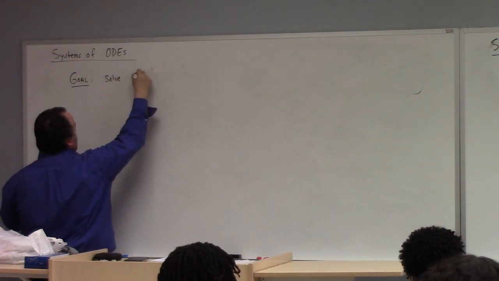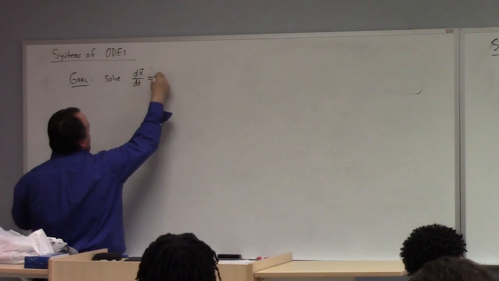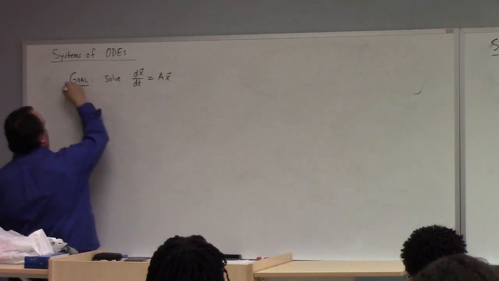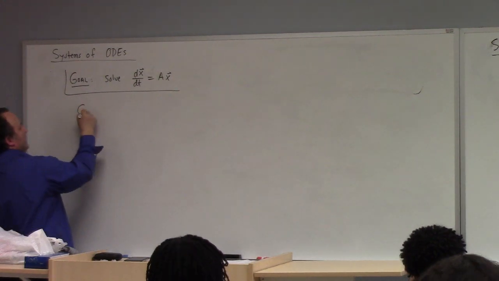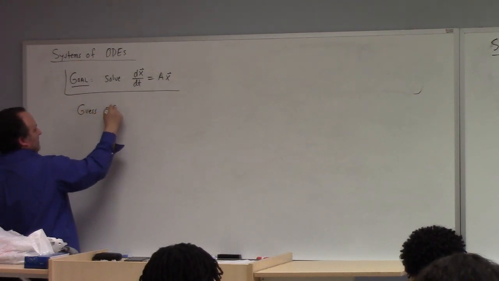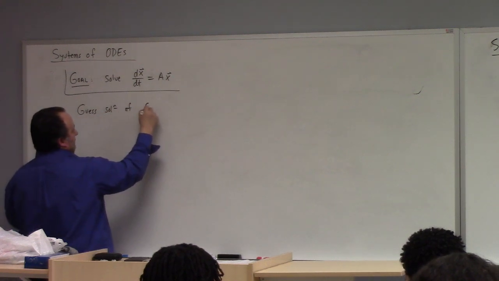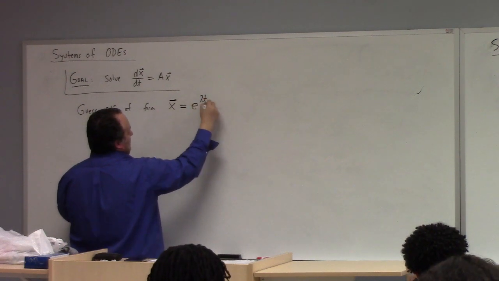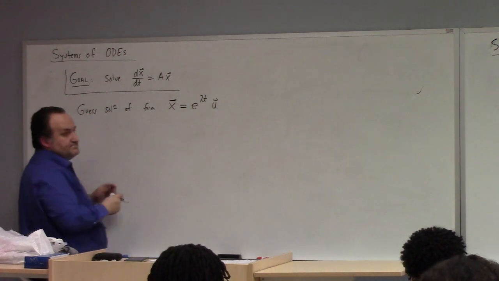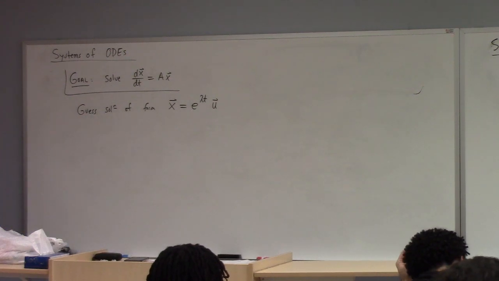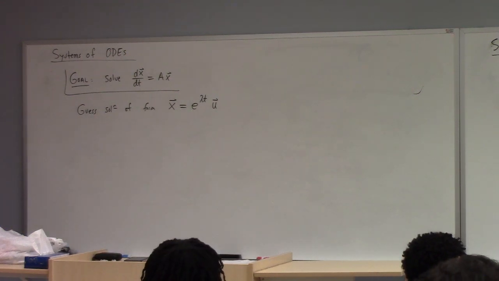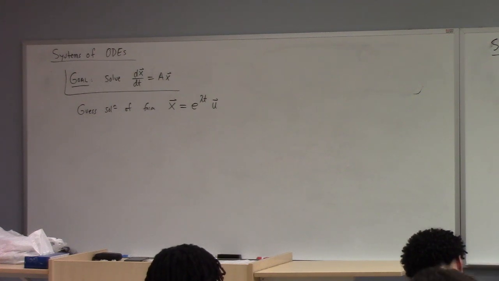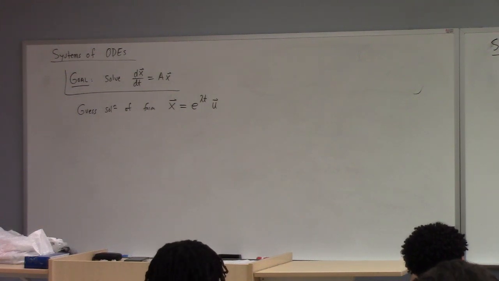Solve dx/dt equals Ax, all right? What we're going to do is guess a solution of the form x vector equals e to the lambda t times a constant vector u. I'm saying lambda is a constant and u is a constant vector. That's a reasonable guess to make because e to the lambda t served us well, so we should try multiplying that by a vector and see if it works.